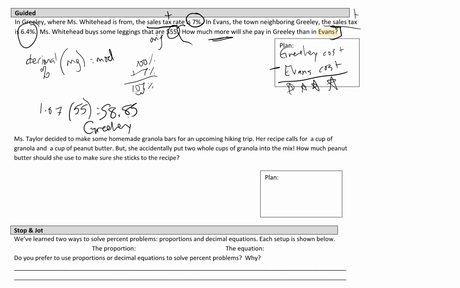Got to do the same thing for Evans. So again, my tax is 6.4, so I'm going to take 100.0. I'm going to add 6.4. You guys hopefully saw I had to add a decimal here.